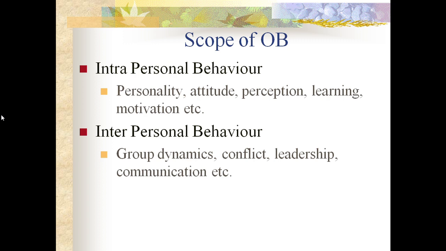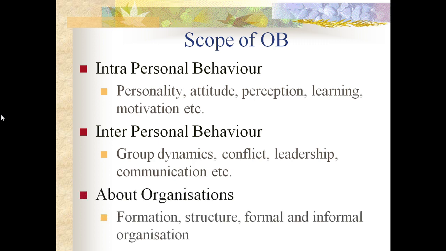Then there is interpersonal behavior. That means between persons, between individuals. So that is what we mean by interpersonal behavior. The aspects that come under interpersonal behavior are group dynamics, conflict, leadership, communication, etc. All these are beyond an individual. So it is group level interaction. So we say it is interpersonal dimensions or behavior or scope.